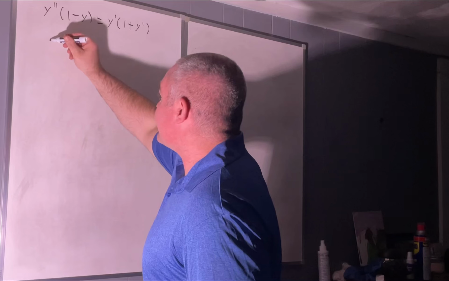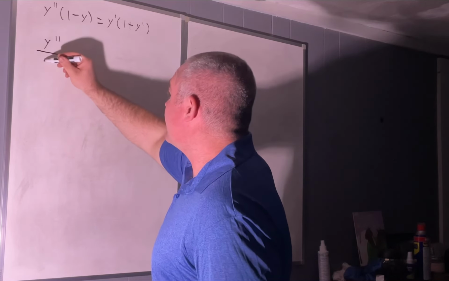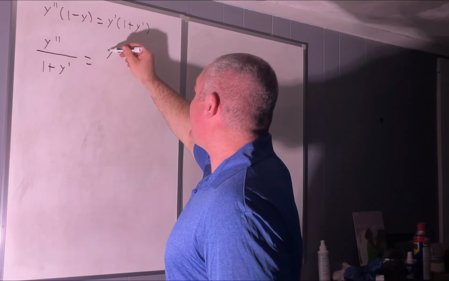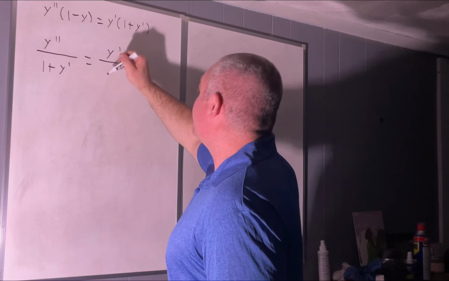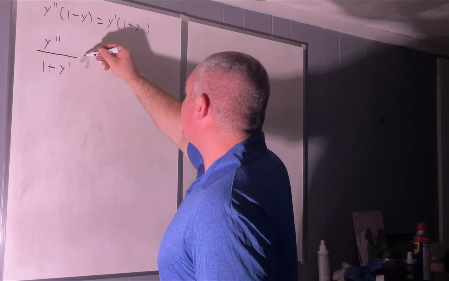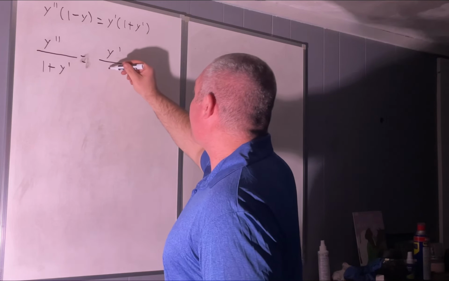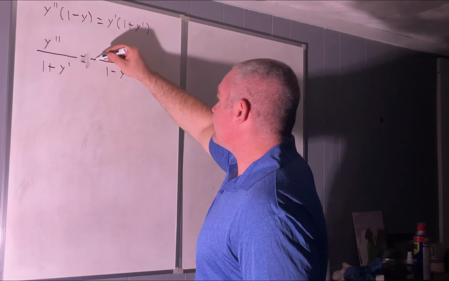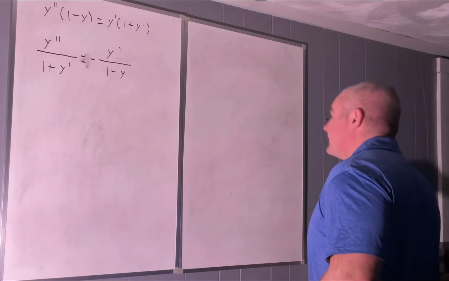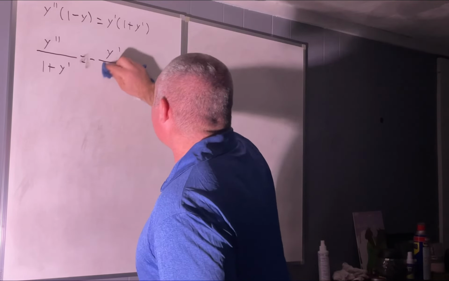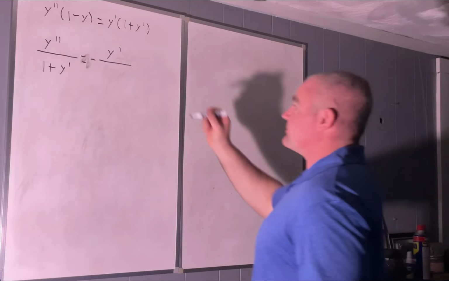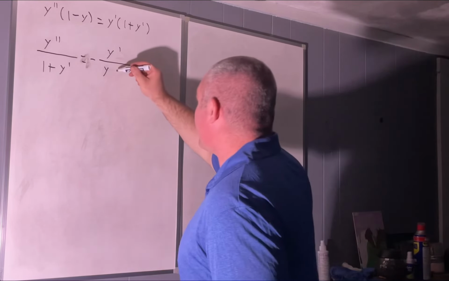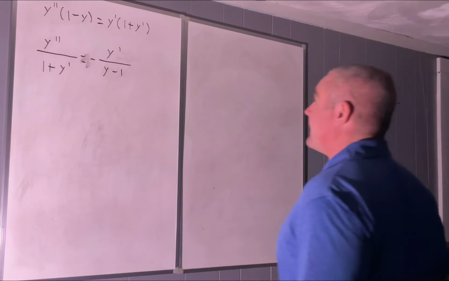We'll rewrite this as y double prime over 1 plus y prime, and we'll set that equal to y prime over 1 minus y, and then we're going to factor out a negative sign to make this y minus 1 on the denominator. Because when doing differential equations, I always like to have my variables or my functions be positive. So we're going to write it like that.